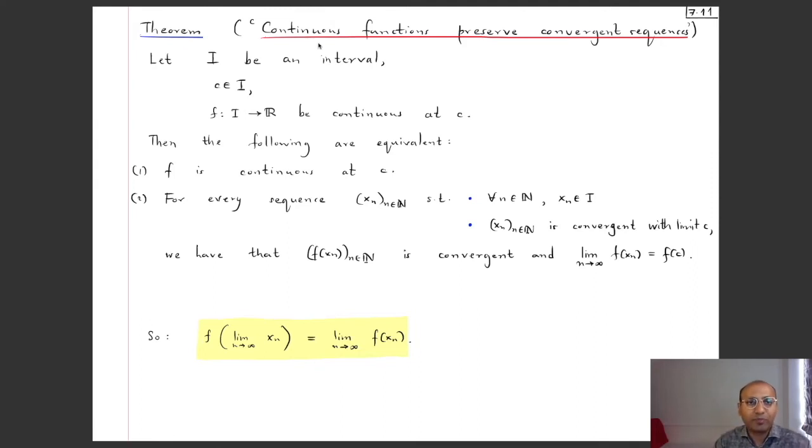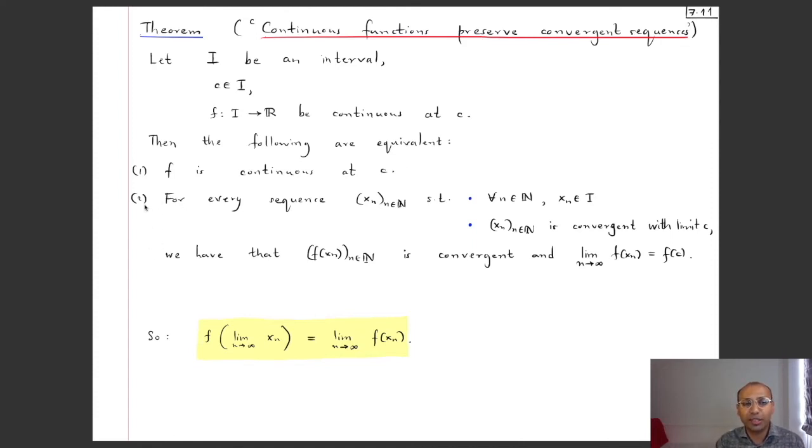It means the following. So the setting is this. Suppose you have an interval and you have a point in this interval, and you have a function which lives on this interval and is real valued, and we are going to discuss the continuity of this function at this point c in its domain. This theorem says that the following two statements are equivalent. Saying that the function is continuous at c is exactly the same as saying that this statement holds.